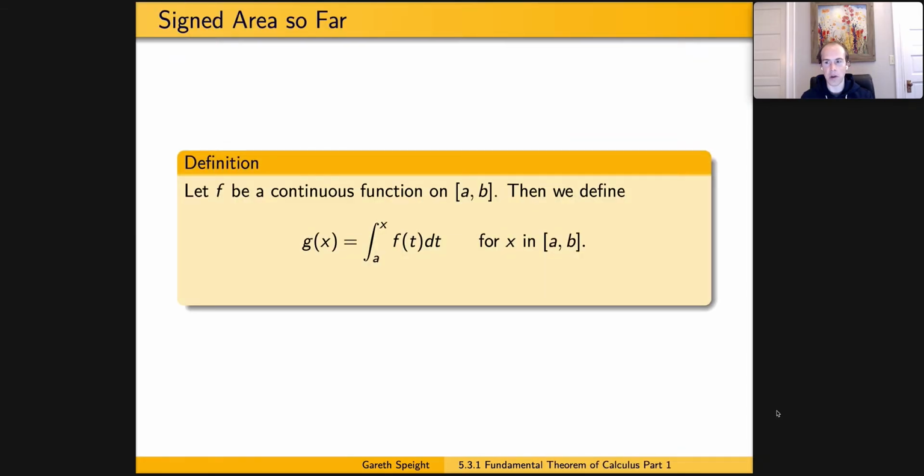So to understand part 1, we need to understand what it means to integrate a function and get another function, right? If we want to integrate and then differentiate, we need to integrate in order to get a function. So how could we do that? Well, one way is with this signed area so far function.